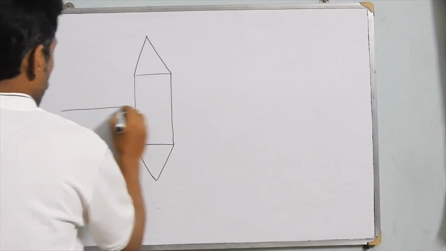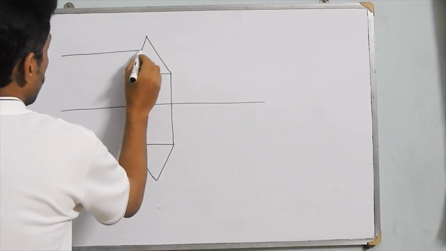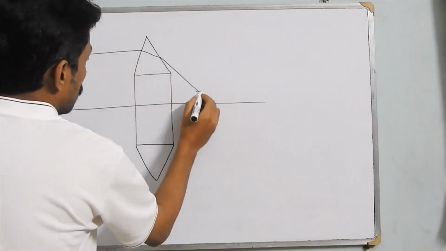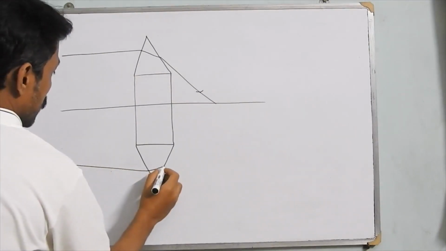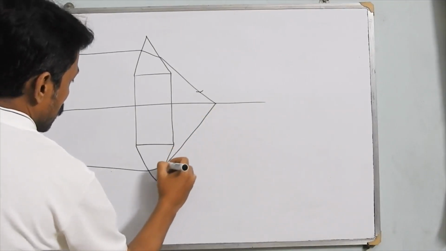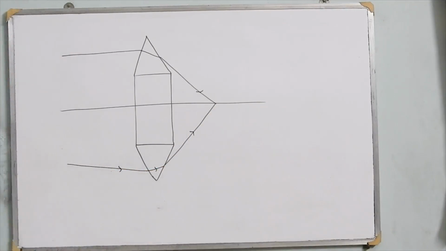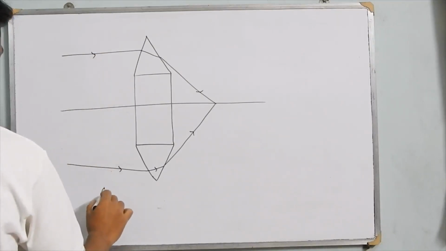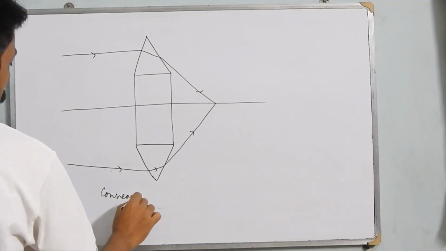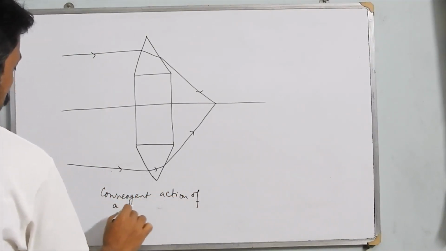Suppose a ray of light, this is the principal axis, is incident, it will deviate towards the principal axis. If I consider another ray, it also deviates in this manner, and then they meet in this manner. So it has a convergent action, you can say. This is the convex lens and the convergent action of a convex lens.